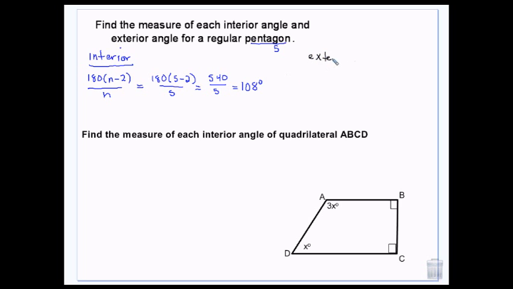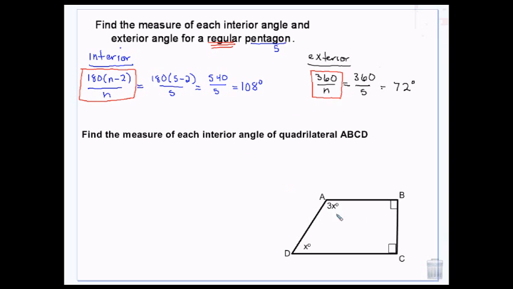For the exterior angles, it's 360 divided by n. So since it's a pentagon, it's 360 divided by 5. So each exterior angle is 72. Now we can check this to make sure we're correct, because an interior and an exterior angle will add up to what? 180. So 108 plus 72, 180. We're good.